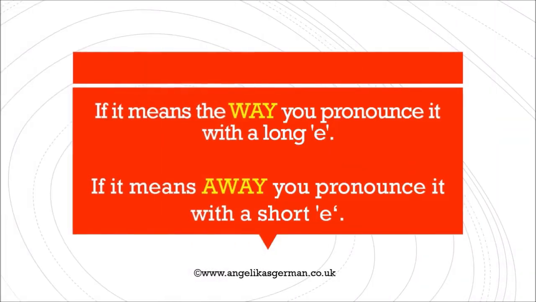So to put it all together again, if the three-letter word WEG in German means the way, then you pronounce it with a long E, Weg. If it means away, you pronounce it with a short E, Weg. I hope that made it a bit easier now.